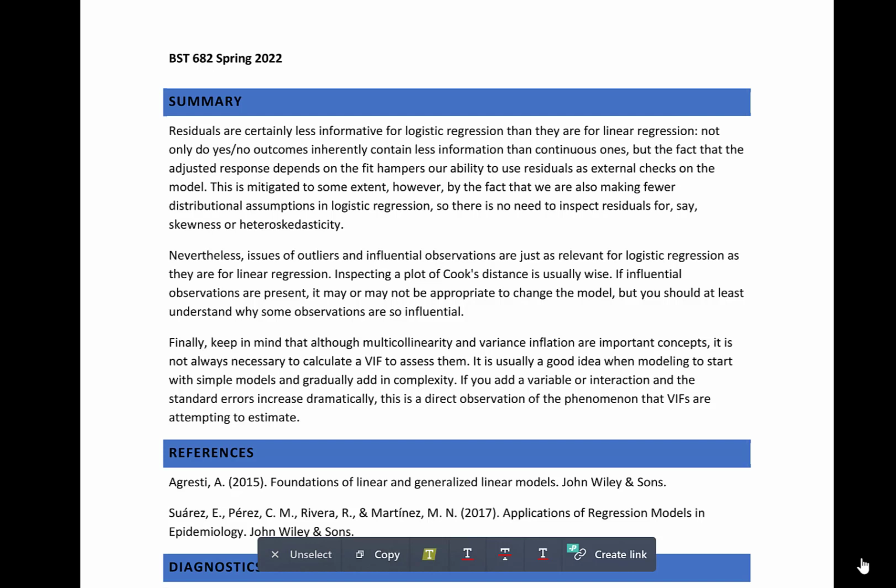Finally, keep in mind that although multicollinearity and variance inflation are important concepts, it's not always necessary to calculate VIF to assess them. It's usually a good idea when modeling to start with simple models and gradually add in complexity. If you add a variable or interaction and the standard errors increase dramatically, this is a direct observation of the phenomena that VIFs are attempting to estimate.